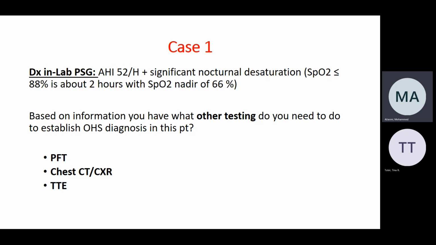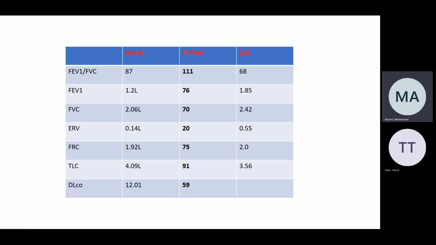I did CT, PFT, and echo. So for the PFT, Ramsha, read this. How would you read this? So FEV1 is lower than the lower limit of normal. The ratio is higher than the lower limit of normal. This is normal. We read that as a normal ratio, right? Okay. Yes. And FVC is also lower than the lower limit of normal. TLC is higher.